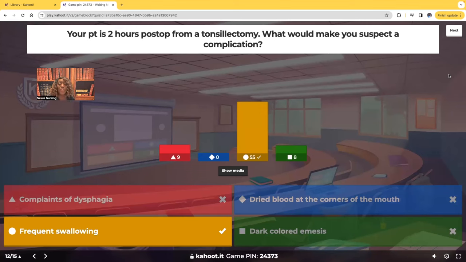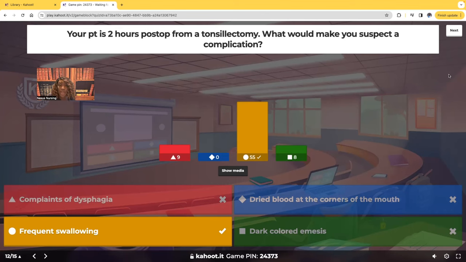I'm happy nobody chose dry blood around the mouth, because if that blood is dry, what does that mean? It's not active bleeding. This is bleeding from the surgery, right? Dried blood or dark colored blood, that means old blood, because blood does what? It coagulates. Old blood.